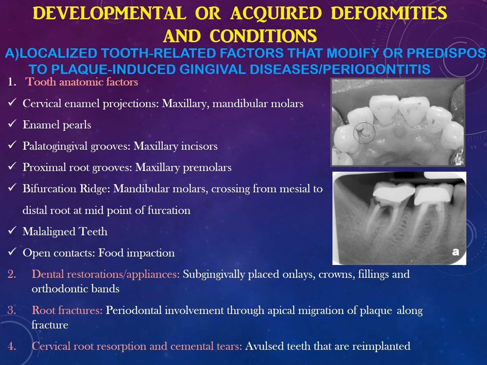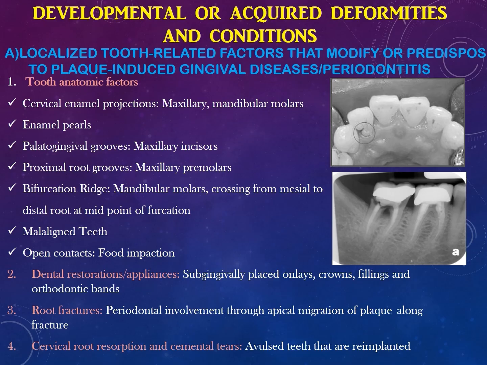to increased bone loss. Next, moving on to the dental restorations or appliances. The subgingivally placed onlays, crowns, fillings, and orthodontic bands may impinge on the biological width by being placed deep in the sulcus or within the junctional epithelium. Thereby, it promotes inflammation and loss of clinical attachment and bone with apical migration of junctional epithelium.